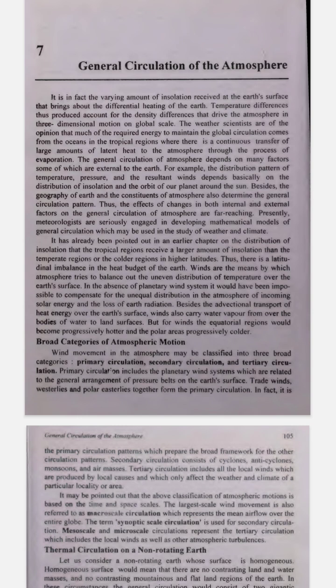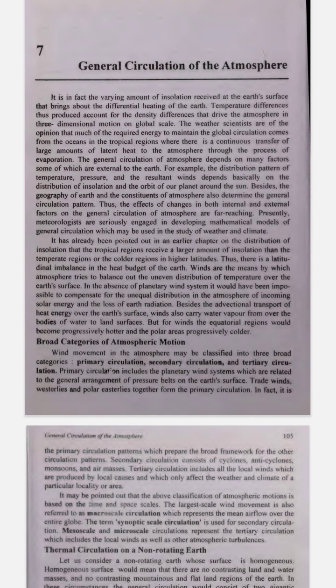Air moves because the Earth gets uneven amounts of heat from the sun. The equator gets more heat because the sun shines directly on it, while the poles get less heat because the sun's rays hit them at an angle. To balance out the heat, air moves. Warm air rises from the equator and cold air sinks near the poles. This creates the three big loops.